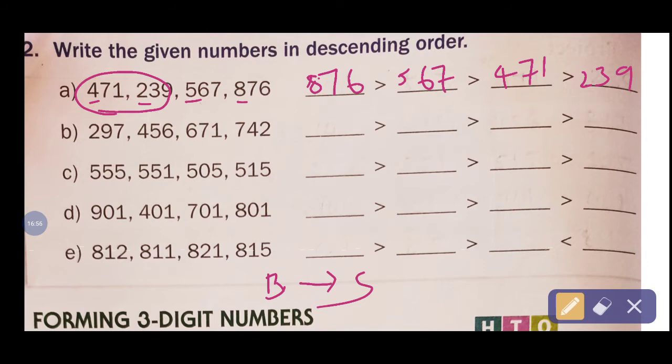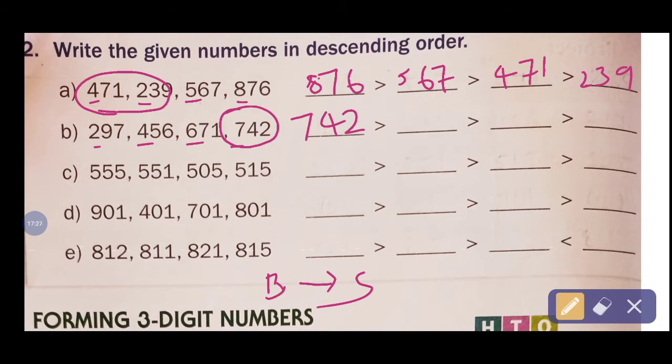Okay now? So next question. 297, 456 and 671 and 742. In all these numbers, first you start counting with the first digits. So 2, 4, 6, 7. Okay, which is the greater, bigger number? It's 742. Correct or not? So 742. I am writing.